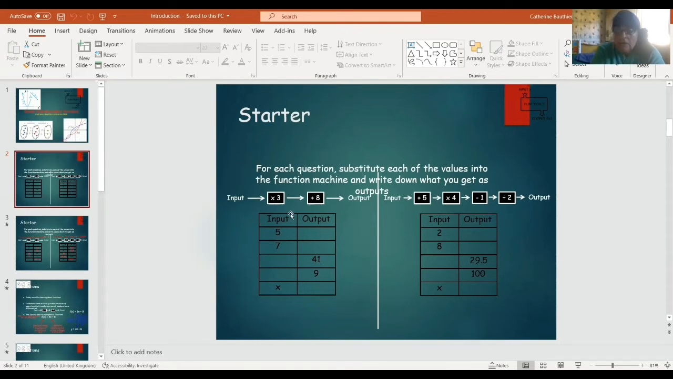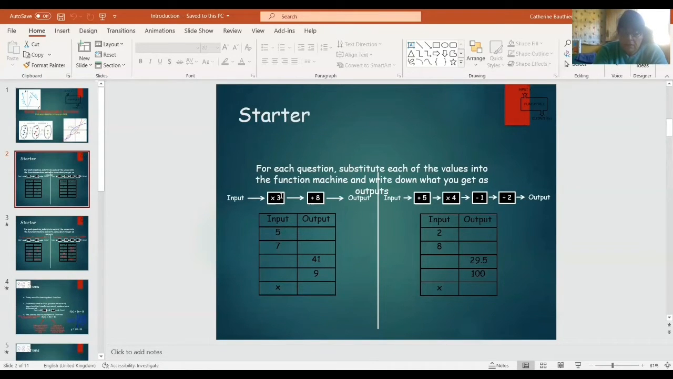Right, so it tells you here that this is going to multiply by 3 and then add 8. So if we put 5 into the equation, 5 times 3 is going to give you 15, and 15 plus 8 is 23. So over here you would write the answer, 23. Because remember, this is what the machine does. It multiplies by 3 and then adds 8.